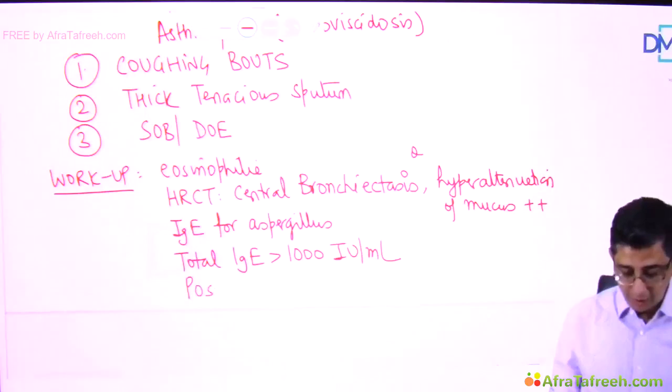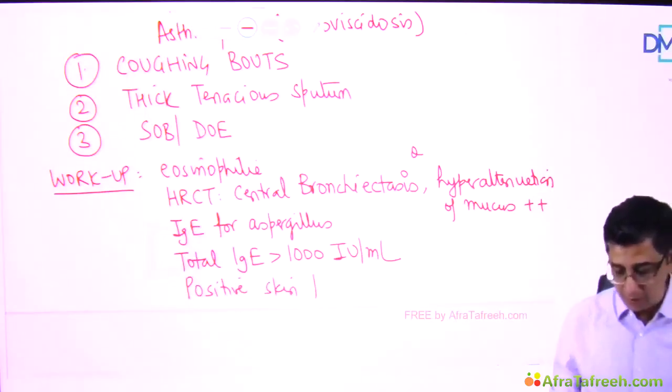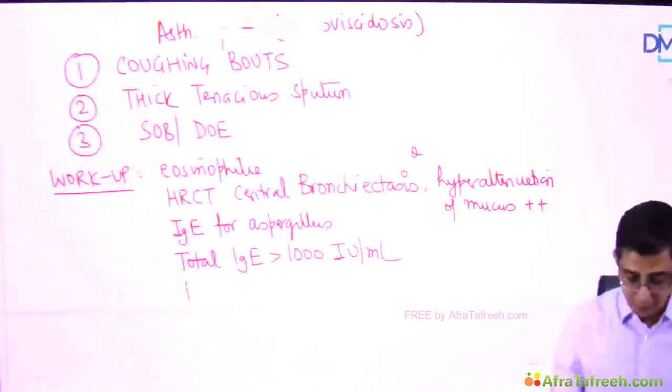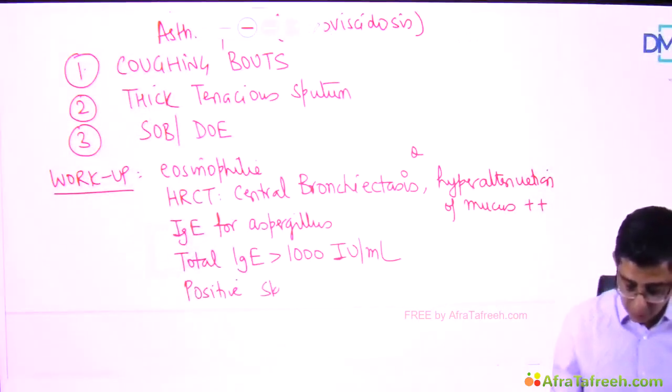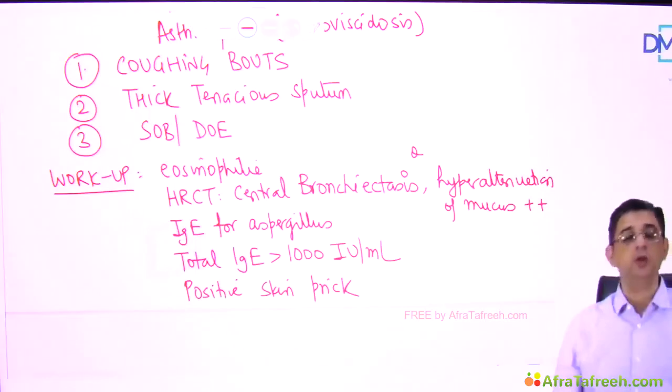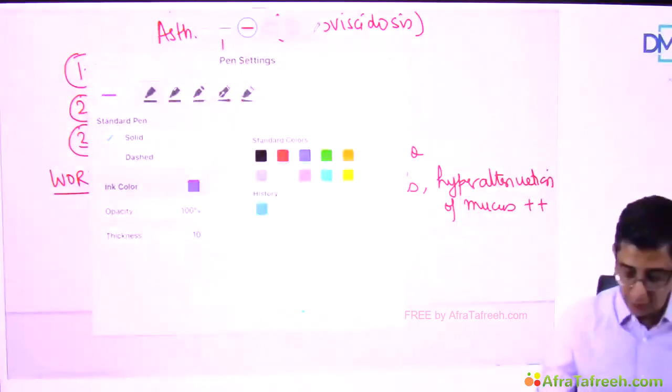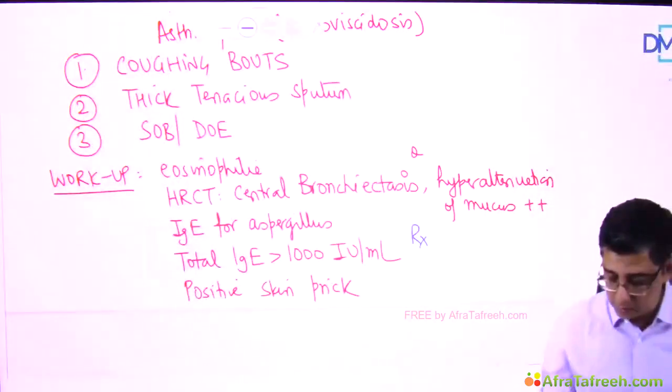Another diagnostic criterion is a positive skin prick test. They have developed a positive skin prick test, and it is another thing to be remembered for these patients. So these are the diagnostic criteria which will help you in identifying ABPA, and then you can initiate treatment for the patient. The treatment that is given in this case is itraconazole.